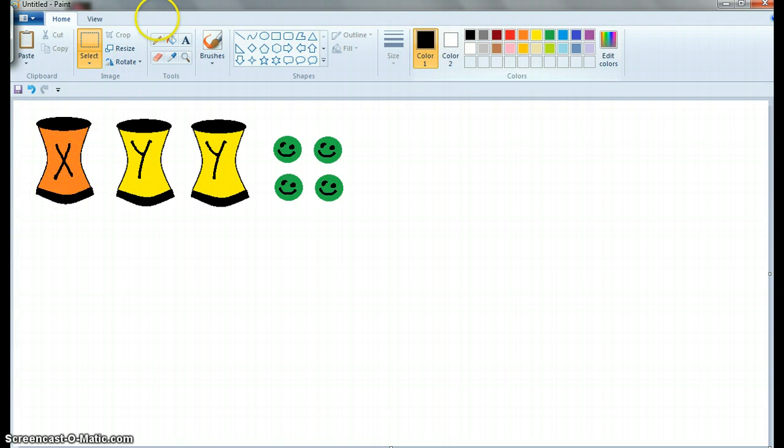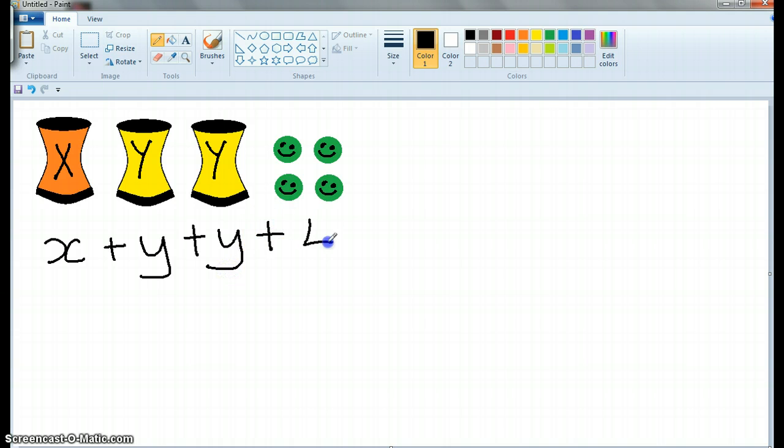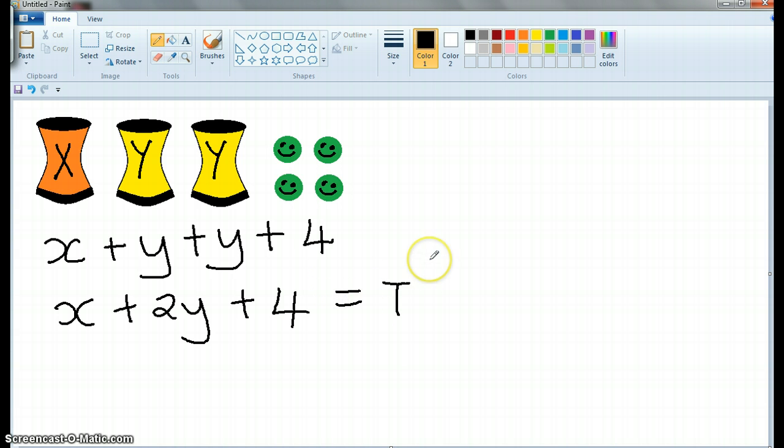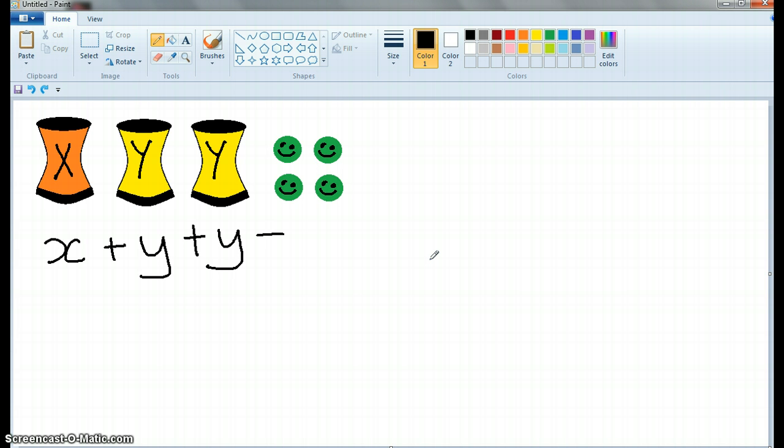So our algebraic expression for the total number of buttons is X plus the number of buttons in Y, the number of buttons in Y plus 4, or X plus, correctly you said, 2Y plus 4. Okay, so that's okay? Yes. So that expression equals the total number of buttons, doesn't it? Yeah? Okay, so let's now look at the lesson for today.